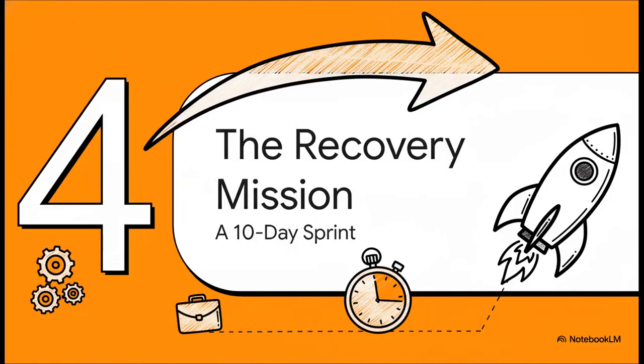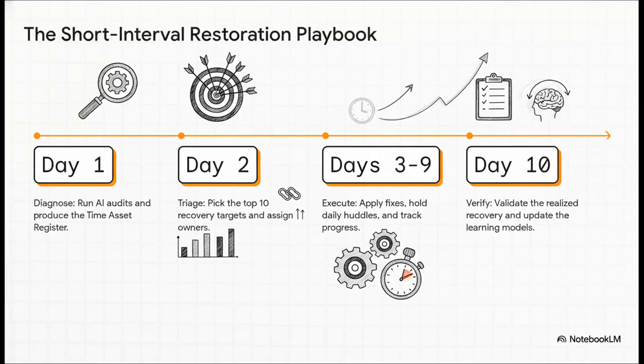So once the evidence is gathered and all the priorities are set, the whole thing switches from investigation to pure action. And we're not talking about some long, drawn-out process. This is a fast-paced, intense 10-day recovery mission. It's all run with a super disciplined playbook. Day 1, diagnosis. You run the AI audits and build that asset register. Day 2 is triage. You pick your top 10 most valuable targets and give them to specific owners. Then, days 3 through 9 are all about execution, applying the fixes with daily huddles to keep everyone laser focused. And finally, on day 10, you verify what you got back and update your models.